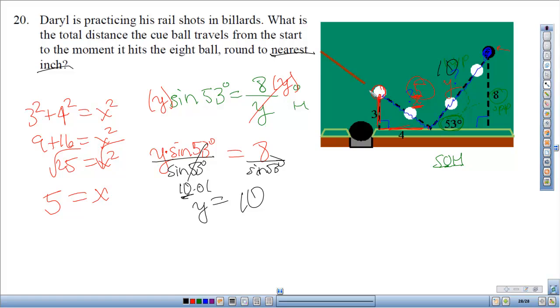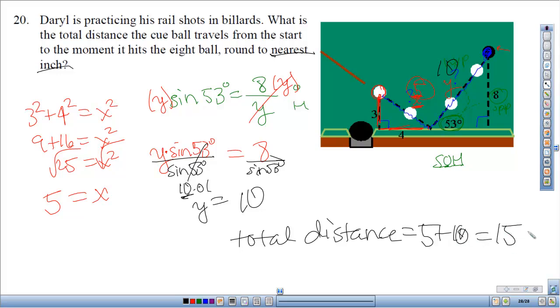All right, so it went 5 and then it went 10, so the whole distance, maybe I'll write total distance equals 5 plus 10, and that's going to be 15 inches is how far that shot will travel after it bounces to the rail, bouncing off the rail, and then colliding with the 8 ball. That would be the answer.